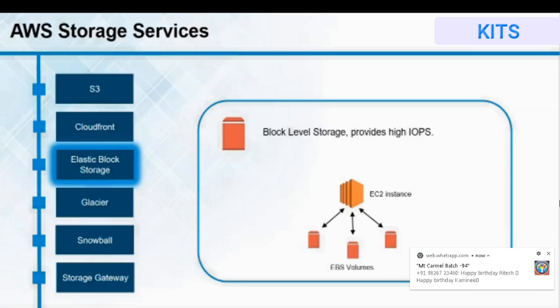But the vice versa is not true. One EBS volume cannot be connected to n number of EC2 instances, or more than one EC2 instance. Each EBS volume can be connected to only one EC2 instance. And why is that? Because you can imagine it like this.